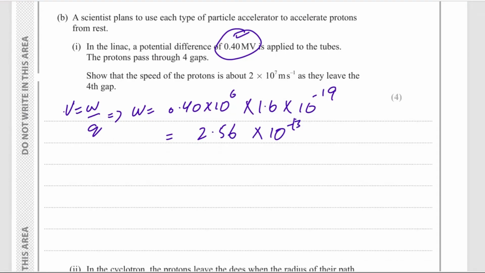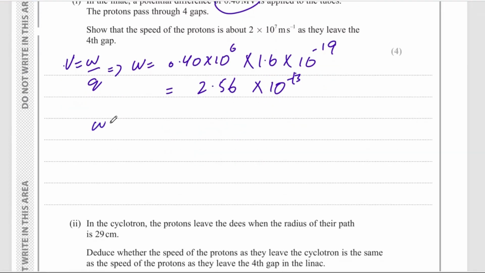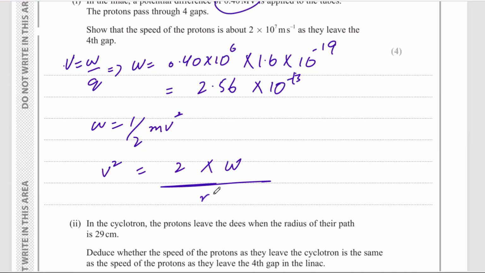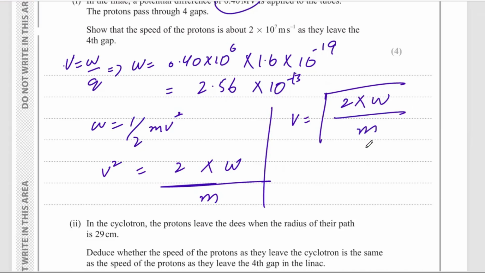And after that, you've got the work done, and you're going to keep it equal to the work done. So work done has to be half mv squared, and I'm going to calculate the speed. So speed has to be 2 times the work done divided by the mass, and then v comes out to be the square root of 2 times the work done divided by the mass.